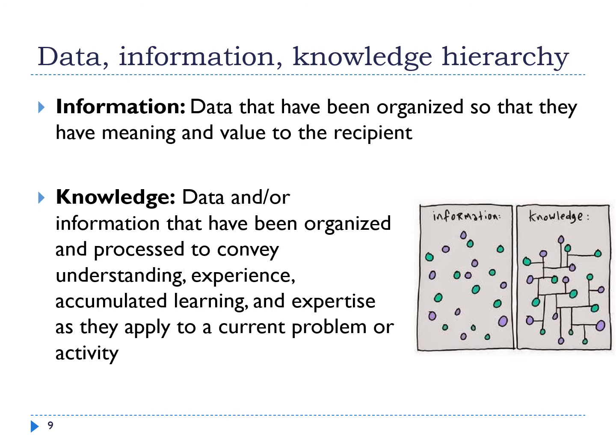We can use the figure on the right-hand side as an example. Data are the dots without any color, just the circles scattered in the space. Information are the colorful dots, and each color has its specific meaning. If we can connect different pieces of information, we then acquire knowledge.